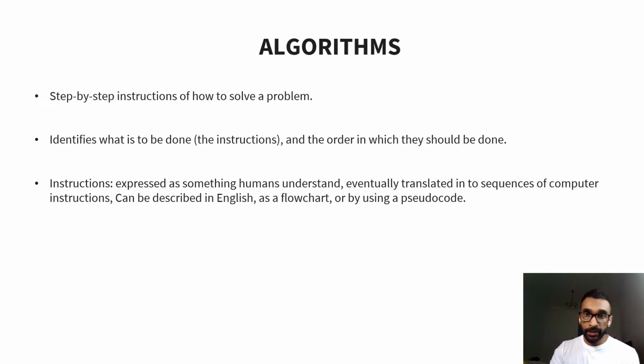The fourth pillar of computational thinking is algorithms, which is the final pillar. An algorithm is a set of step-by-step instructions of how to solve a problem. It identifies what is to be done, meaning the instructions, and the order in which they should be done. An algorithm is the starting point for writing a computer program and is often expressed at a high level using pseudocode or flowchart. Instructions are often expressed as something humans understand rather than something a computer would understand.